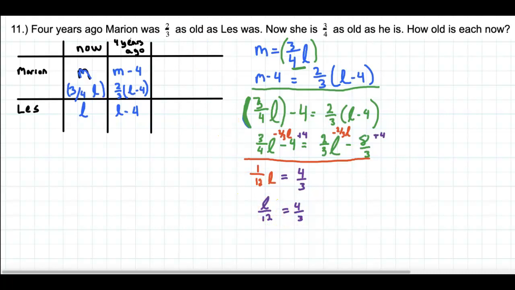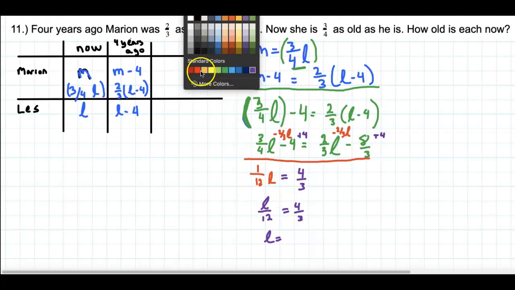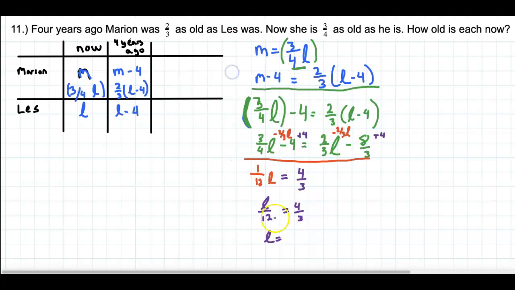And then I'm just going to multiply both sides by 12, right? Undo the division. So L is equal to, let me just show that with a different color, it doesn't really matter. So I'm going to times it by 12. So then that's just going to be 16, right?